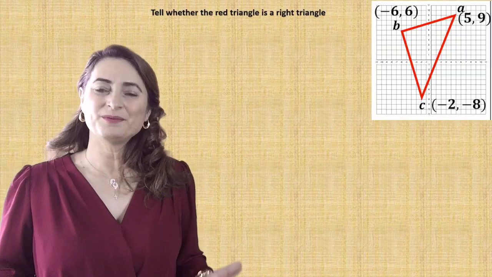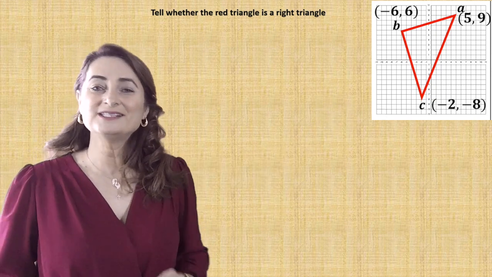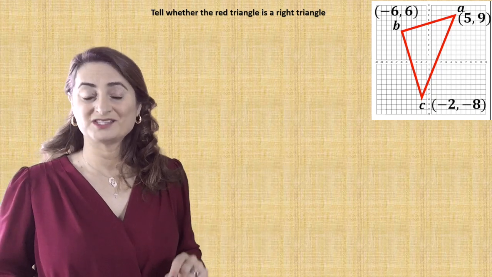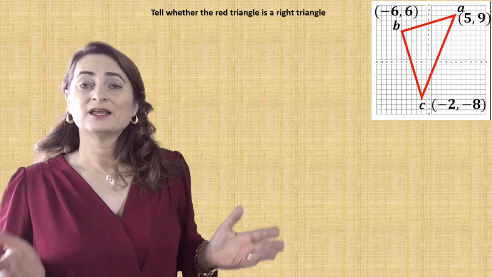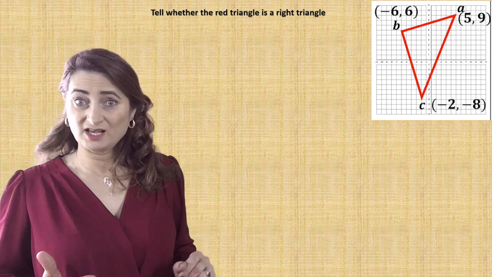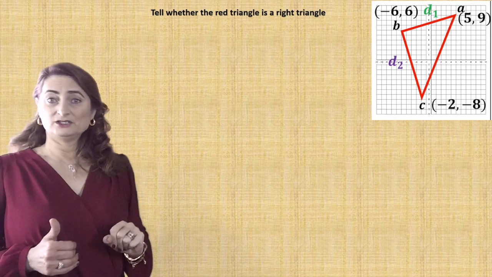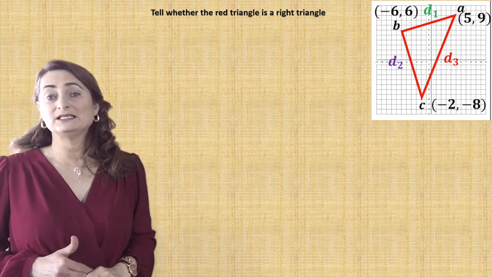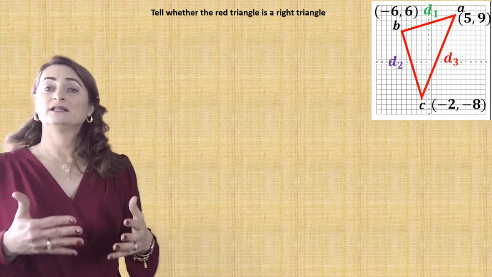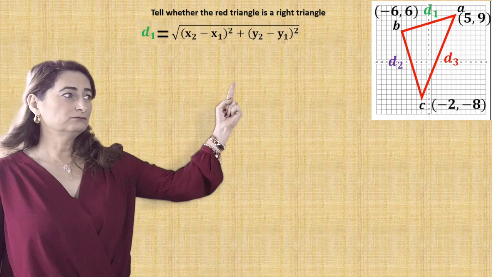Now we will use the Pythagorean theorem and the distance formula to prove if this red triangle is in fact a right triangle. Watch, I can't count spaces to know how long each side is. So what do we do? We use the distance formula to find the side length. But let's name each side. Side AB we'll name D1. Side BC we'll name D2. Side CA we'll name D3. So D for distance. So we will be using the distance formula to find the length of each side. D to find D1, which is the equation.